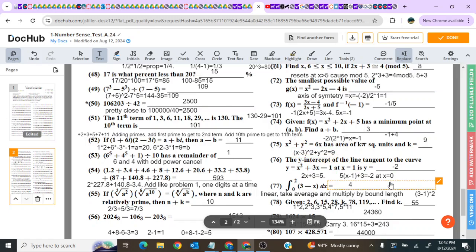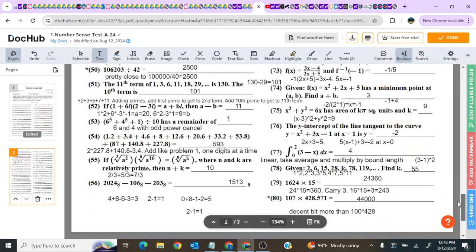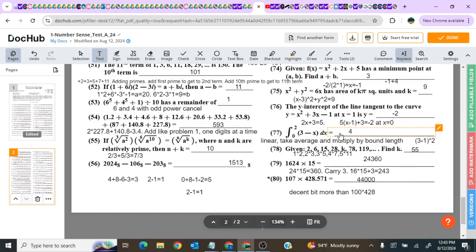The y-intercept of the line tangent to the curve y equals x squared plus 3x minus 1 at x equals 1 is y equal to what? Well, you got to figure out what the tangent line slope is. So the derivative, 2x plus 3 at x equals 1, is 5. That's the derivative. So 5x minus 1 plus your y value at x equals 1, which if you plug it in, you get 3. Then you plug in x equals 0 because that's your y-intercept, and you get negative 2.